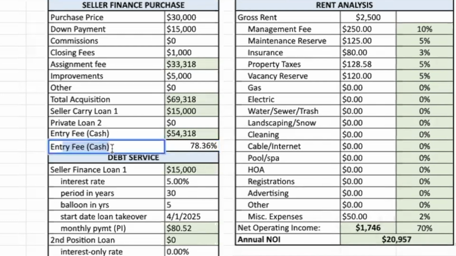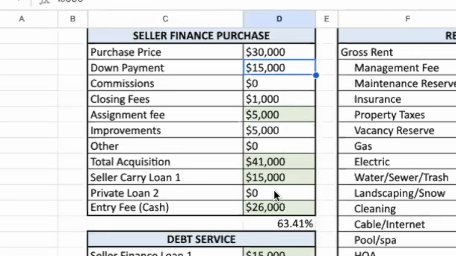Right now, your assignment fee is throwing it off. So just override your assignment fee and put it at like 5 grand. Okay. So for some reason it's still high, right? It's probably because the down payment is half of the price. So you're at 50% before you've even done anything. It's because it's such a low purchase price.